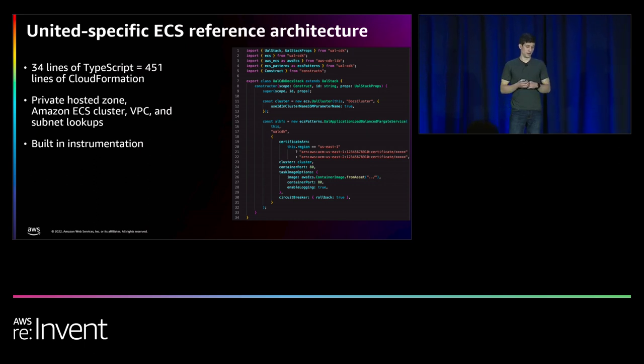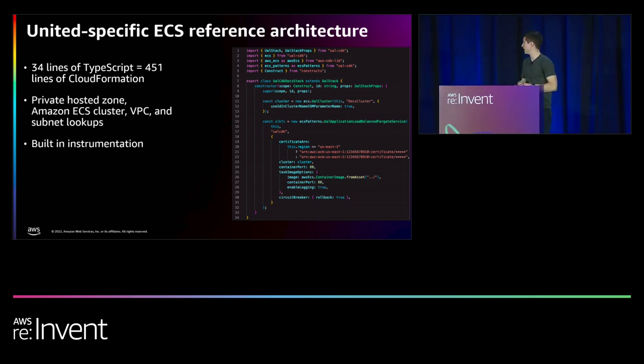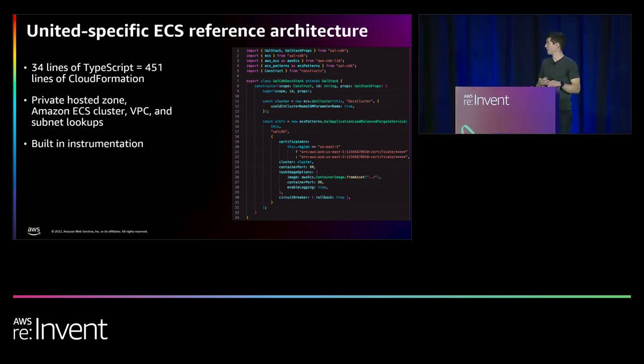And then finally, we have a little more information about our specific ECS reference architecture. So these are the kinds of things that you want to produce if you're using the CDK at an enterprise. We're turning 34 lines of TypeScript into 451 lines of CloudFormation here, and often quite a bit more than that.